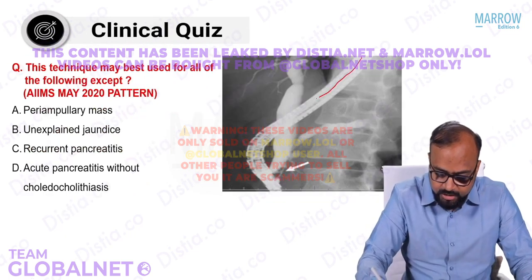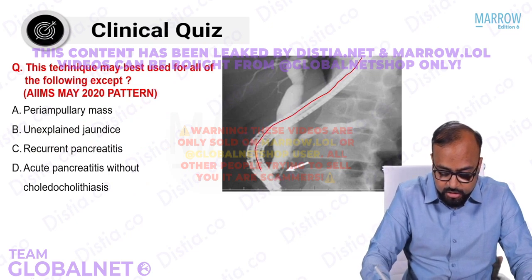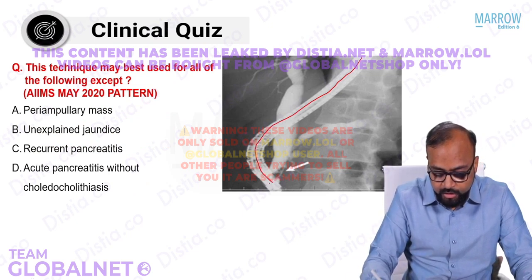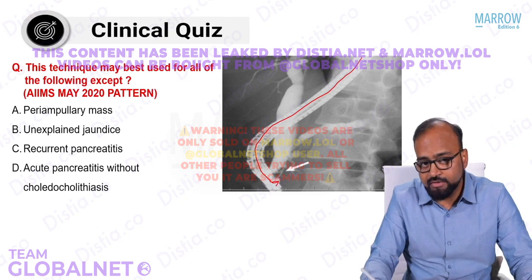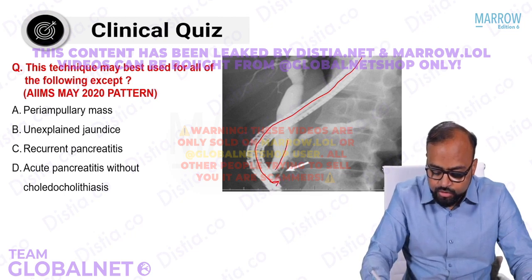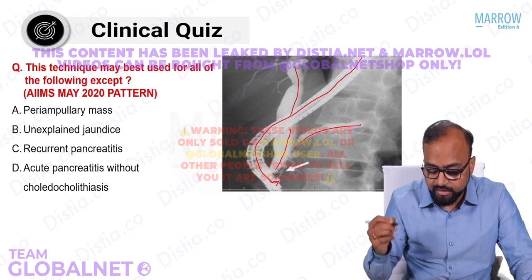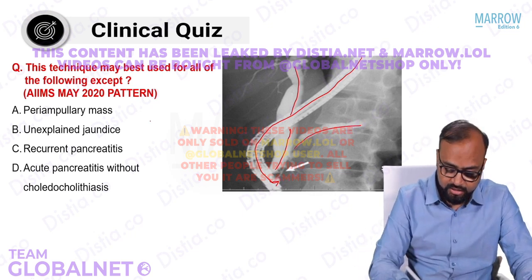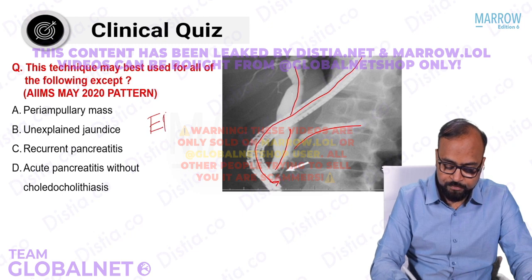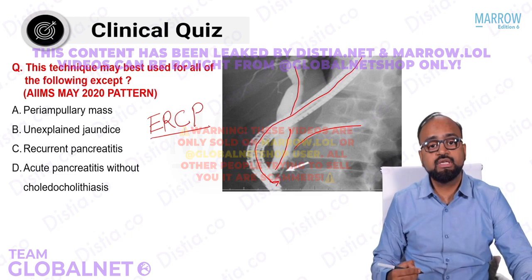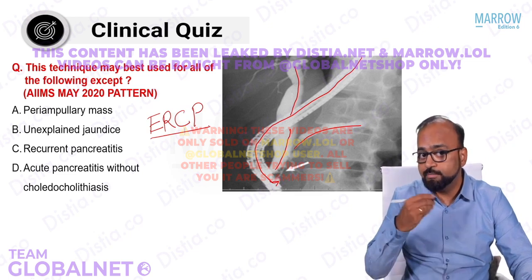This dense, flexible tube-like structure is actually an endoscope. The tip of the endoscope is in the ampulla. They have injected contrast and we are able to see the dilated common biliary duct here as well as the pancreatic duct. So what is this technique? This technique is called endoscopic retrograde cholangiopancreaticography, or ERCP, for visualization of the biliary tree.